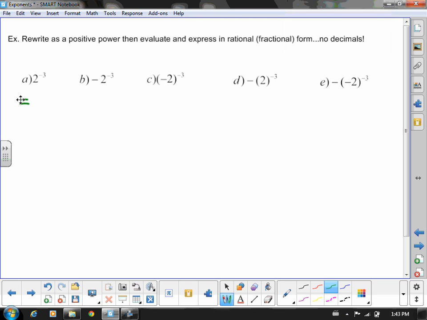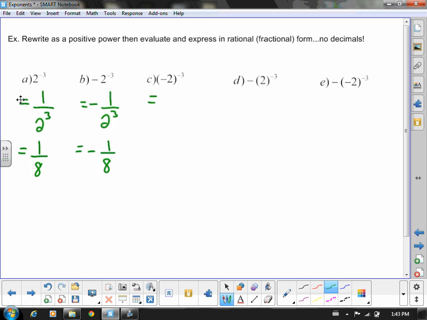So this becomes 1 over 2 to the power of 3, since we want to change that negative exponent into a positive, and we end up with 1 over 8. Here, slightly different, we have a negative out in front. So that negative is going to stay out in front, but we're still going to flip our fraction the same way. So we end up with negative 1 over 8. You can put the negative in the middle, or you can put it on top.